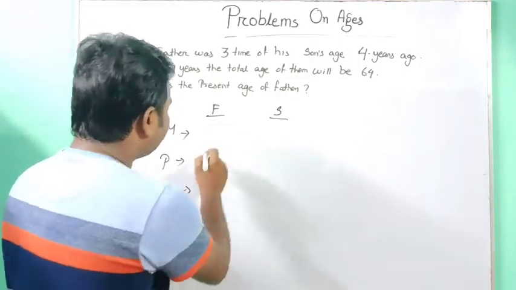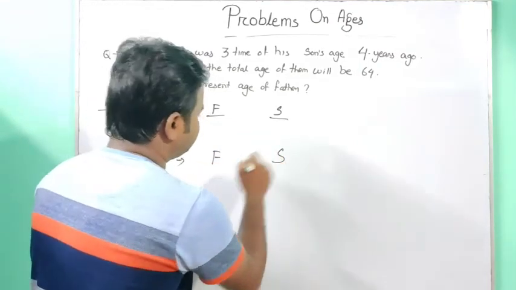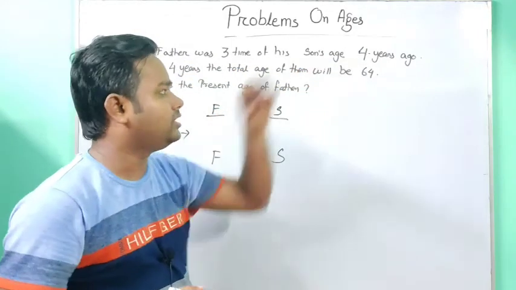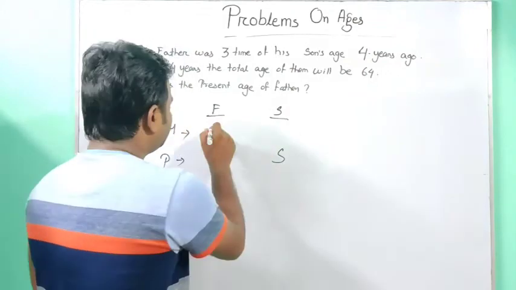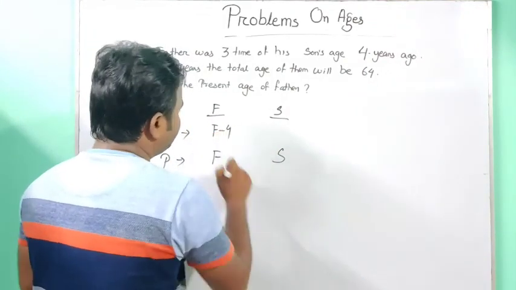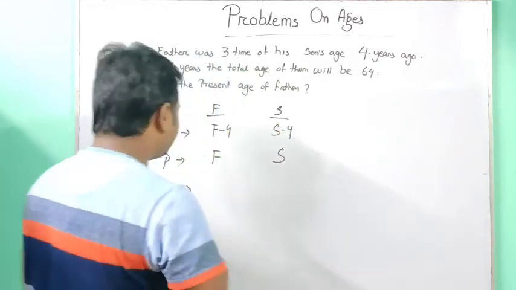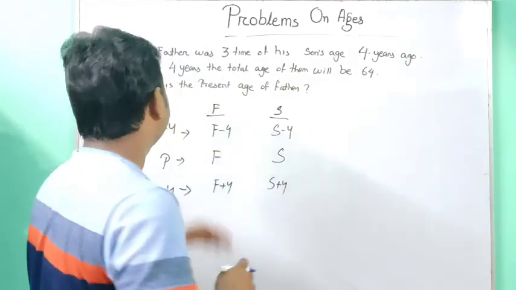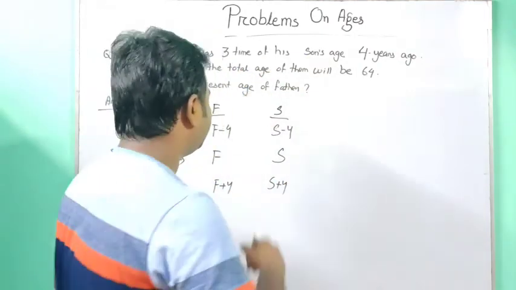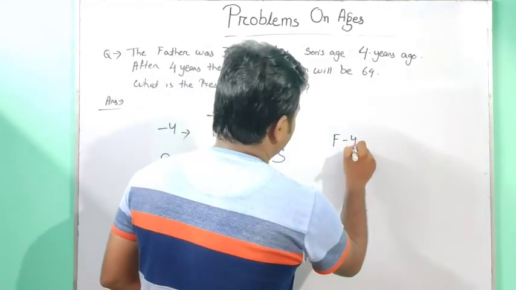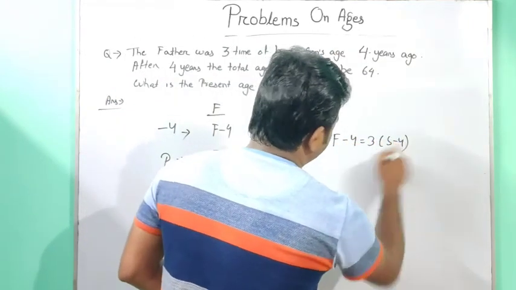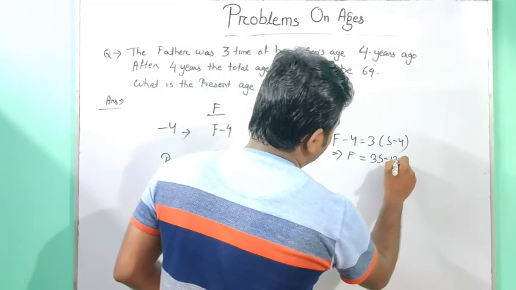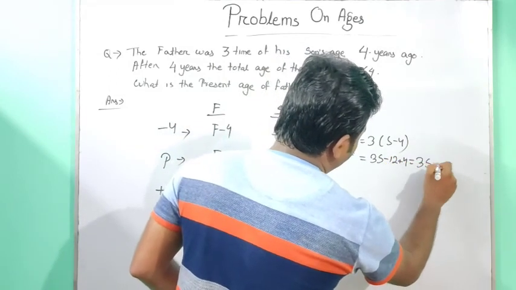So the present age of the father is F and of the son is S. It is given that the age of the father is 3 times his son's age 4 years ago. Before 4 years the father's age will be F minus 4 and the son's S minus 4. After 4 years the ages will be F plus 4 and S plus 4. That means F minus 4 is equal to 3 times (S minus 4), which implies F is equal to 3S minus 12 plus 4, which is equal to 3S minus 8.